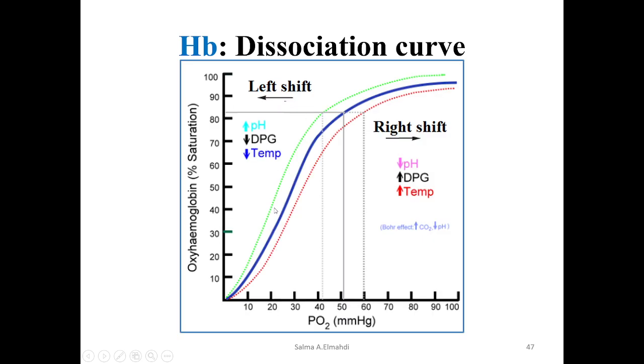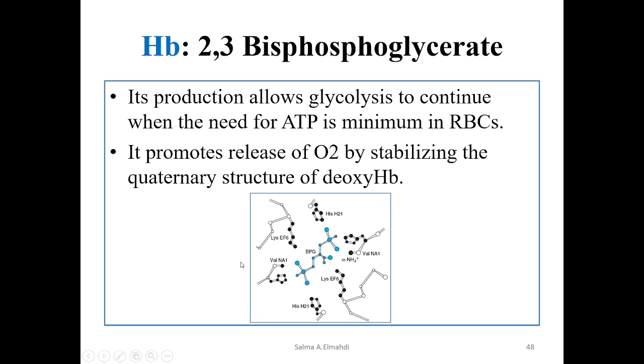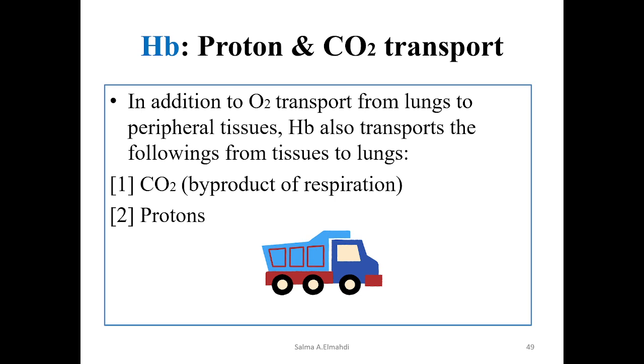this side. So less oxygen delivery means it will release oxygen at much higher saturations. It will be similar to myoglobin. What is bisphosphoglycerate? This production allows glycolysis to continue when the need for ATP is minimum in the disease. It promotes oxygen release by stabilizing the protein structure of deoxyhemoglobin. So it binds here in the core of the hemoglobin molecule, stabilizing the deoxyhemoglobin molecule.